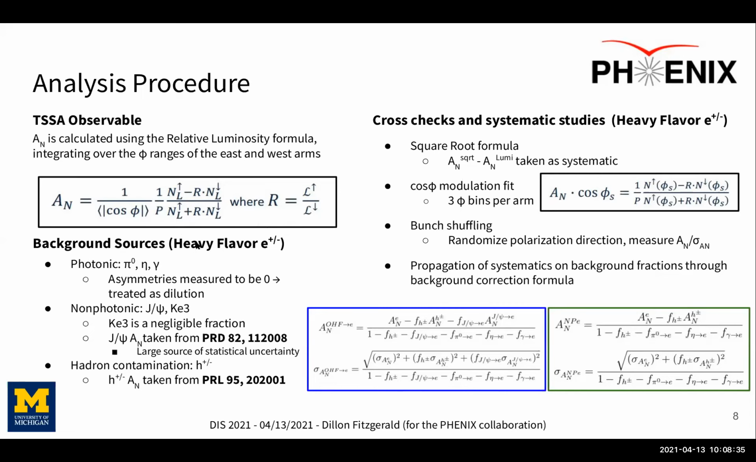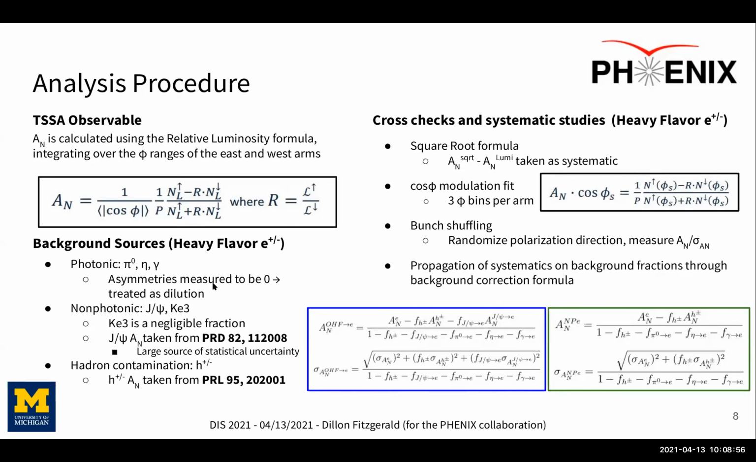So we know how to quantify the background sources. For the heavy flavor electron measurement, the background sources come in 3 flavors: photonic, non-photonic, and hadron contamination. For all of the photonic background sources, the asymmetries have been nicely measured to be 0, all by Nicole Lewis, which was just shown in the last talk. So this is just treated as a dilution.